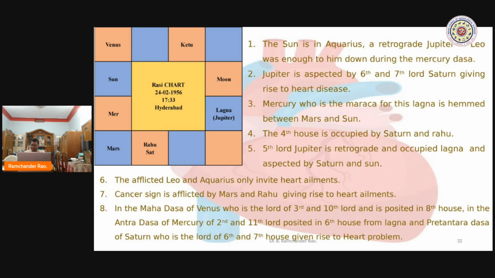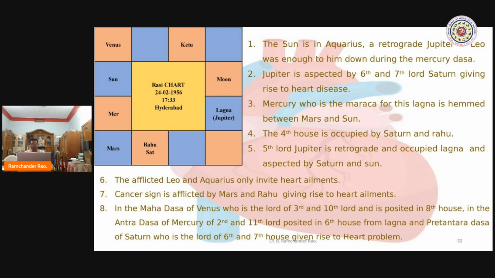Mercury is the marker for this Lagna. You can see Mercury is hemmed between Mars and Sun. Now, the 4th house is occupied by Saturn and Rahu. The 5th lord Jupiter is retrograde, occupies the Lagna and is aspected by Saturn and Sun. That is very, very important.